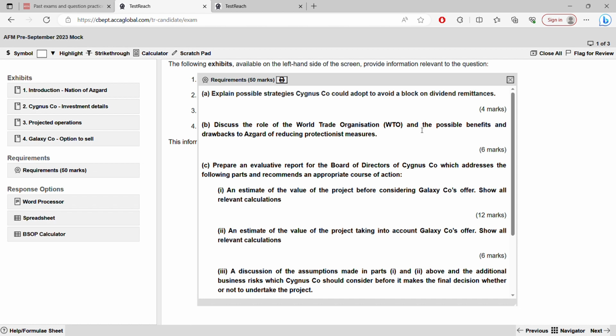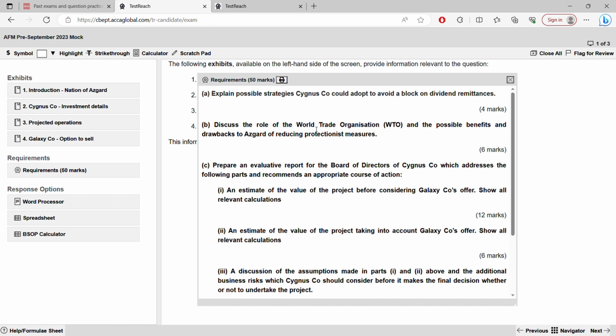A, you have to explain possible strategies the company could adopt to avoid a block on dividend remittances. This is the key theme. You have studied this, and it is for 4 marks. So at least you could give 2 strategies, one mark for identifying, one for explaining, so 2 marks for each strategy. Because you have to explain. If the question was identify, then you would have to give 4 points, because explain means you identify 1 point and explain it, so 2 marks, one for identification, one for explanation. You understand?